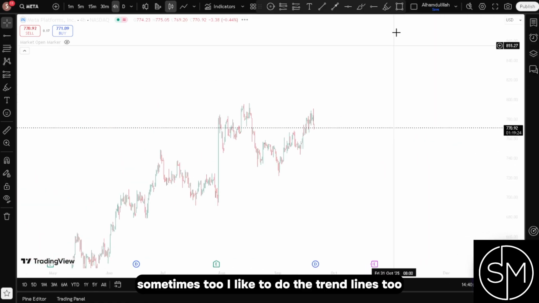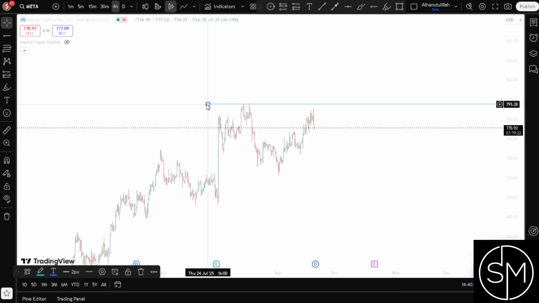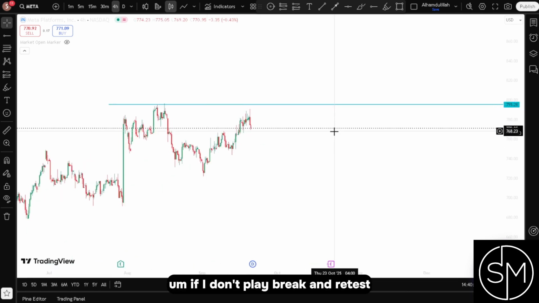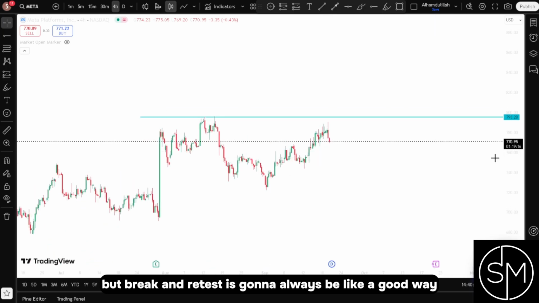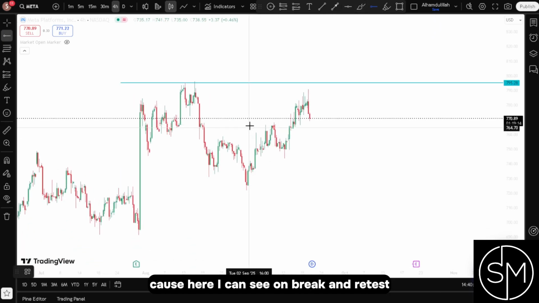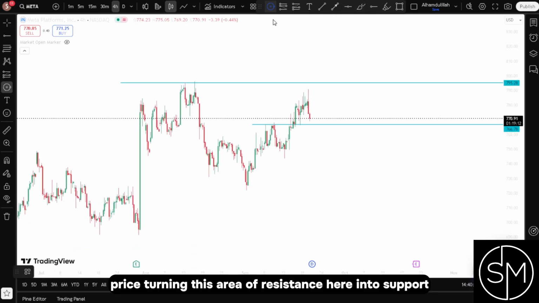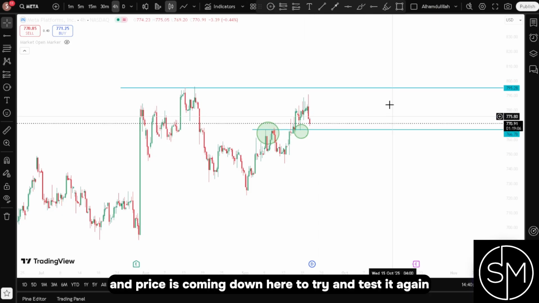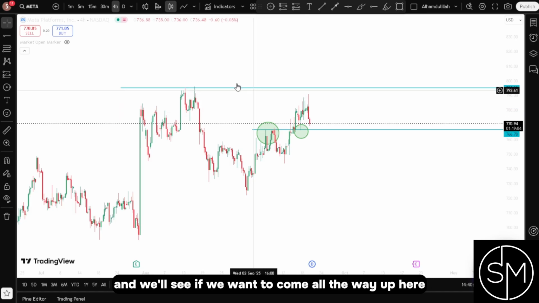Sometimes too, I like to do the trend lines too. If I don't play break and retest, trend lines are also going to be an okay way, but break and retest is always going to be a good way. Because here I can see on break and retest, price turning this area of resistance here into support. Okay, and price is coming down here to try and test it again, and we'll see if we want to come all the way up here.